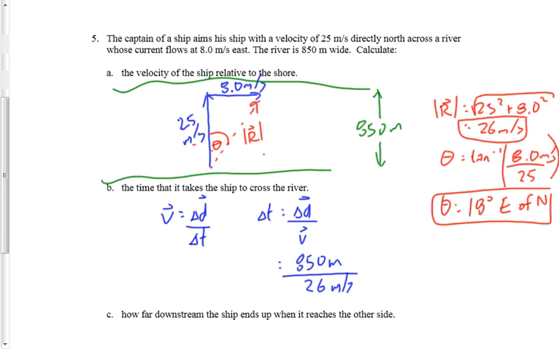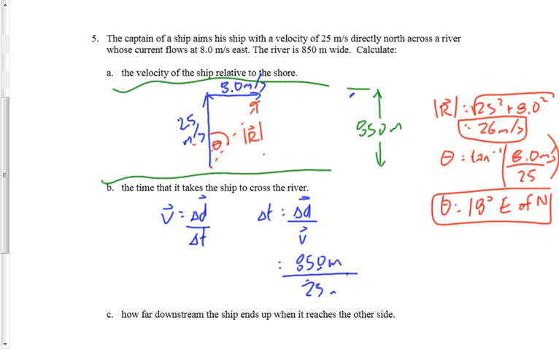Yeah, you think of it in two ways, and that works. If you're going to use the velocity this way, 26 meters per second at 18 degrees east of north, then you need the displacement that the ship traveled this way. We don't have that. It's not 850. You could find the resultant displacement using the angle, and use that displacement over 26. That would be fine. But the easier way is to say 850 over 25.